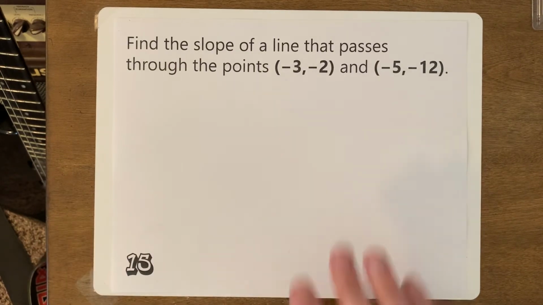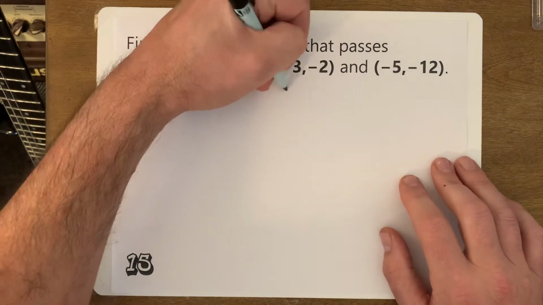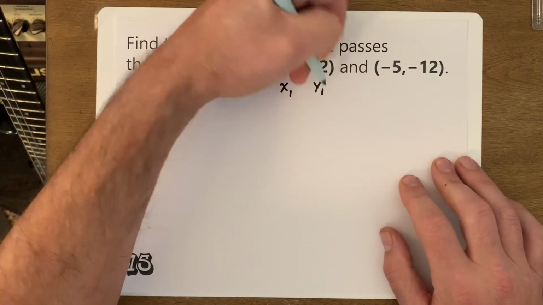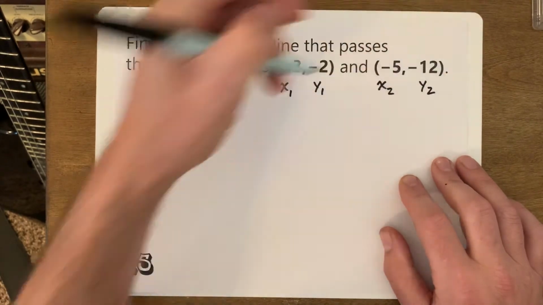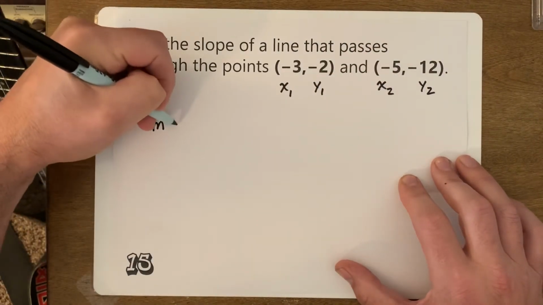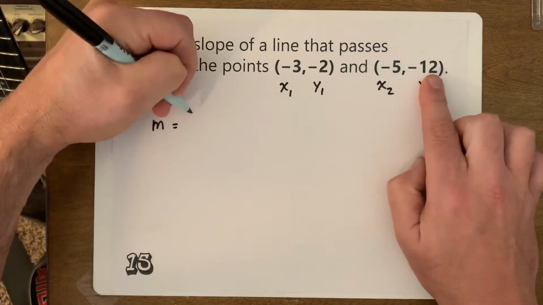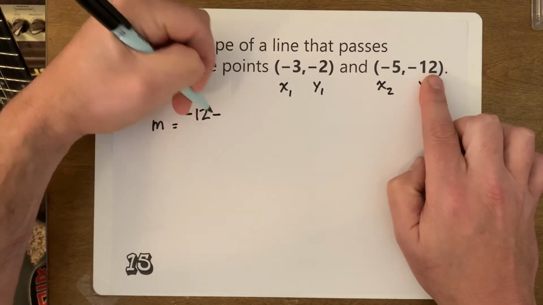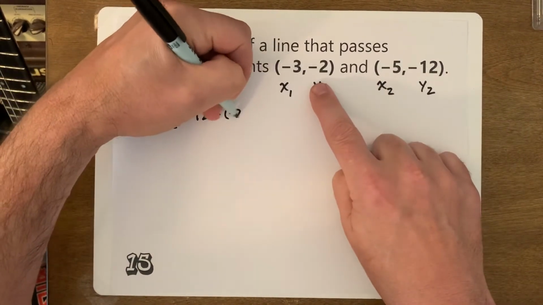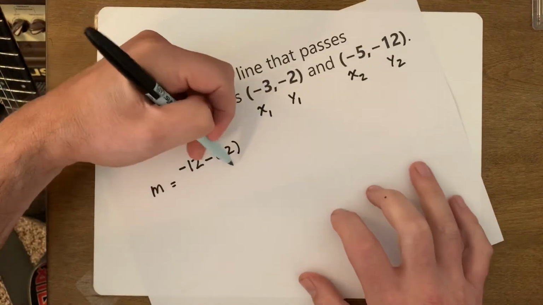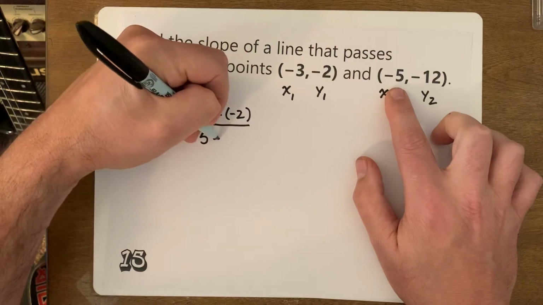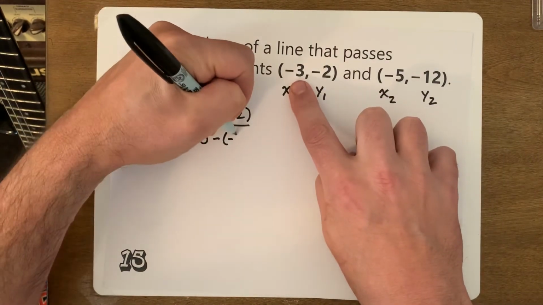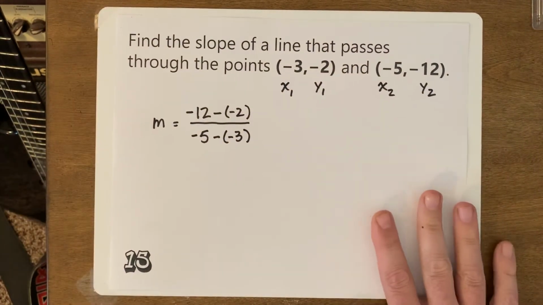Okay, so here we have a bunch of negatives. That's what teachers are going to give you. Bunches of negatives, because we all know what happens when we have negatives. That's the most common source of error by far. So we're going to take this one kind of slow. All right, we got -12, take away -2 over -5, take away -3. Okay, so I put all the four numbers in correctly.